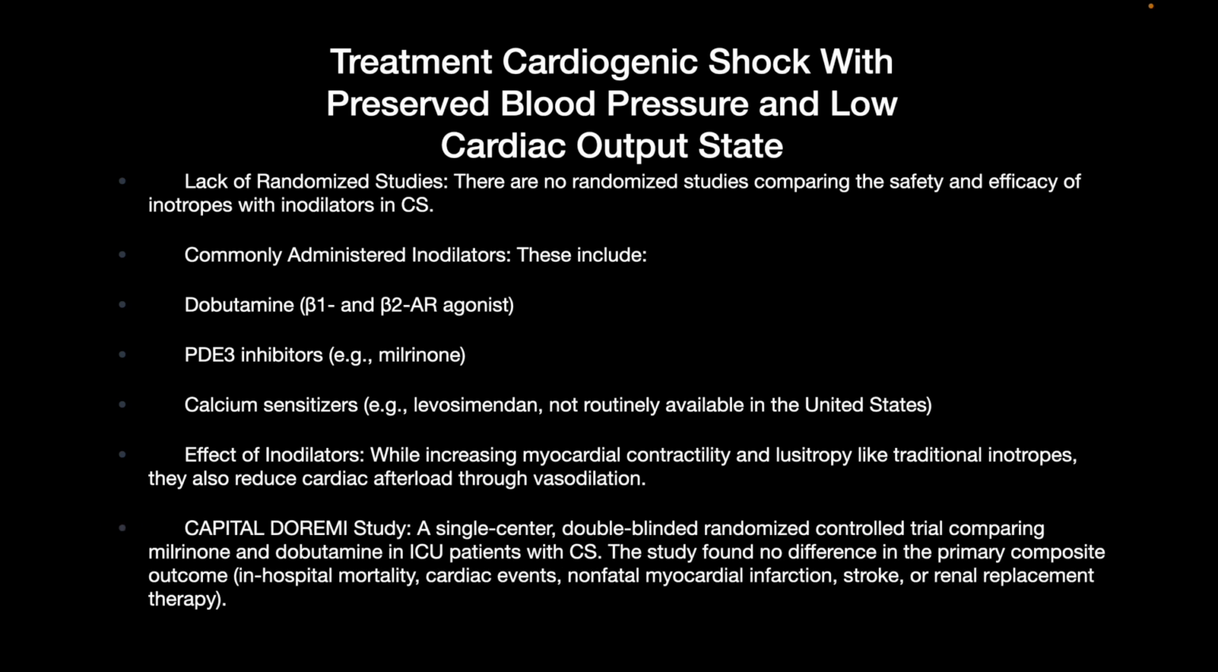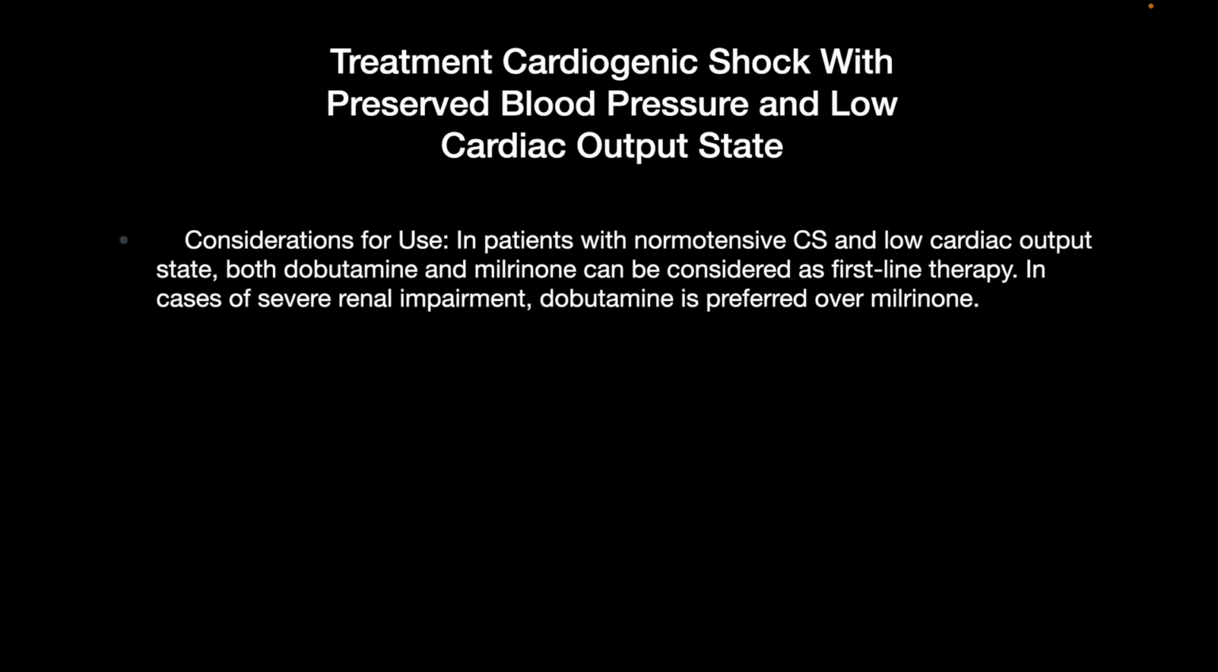Now, the DOREMI study is a single-centered, double-blind RCT comparing milrinone and dobutamine in ICU patients with cardiogenic shock. The study found no difference in the primary composite outcome of these various parameters like mortality, cardiac events, and non-fatal MI. Now, for use in normotensive CS and low cardiac output state, both dobutamine and milrinone can be considered as first-line therapy. In case of severe renal impairment, dobutamine is to be preferred. So considering the previous usage, there is a lot more experience with dobutamine, which can be considered superior to milrinone in this particular setup.